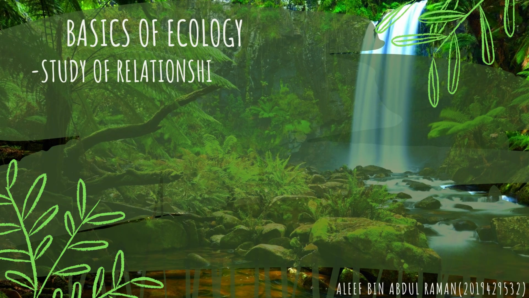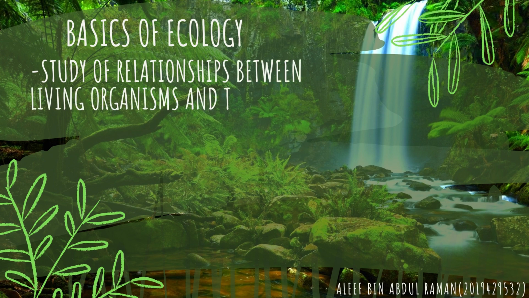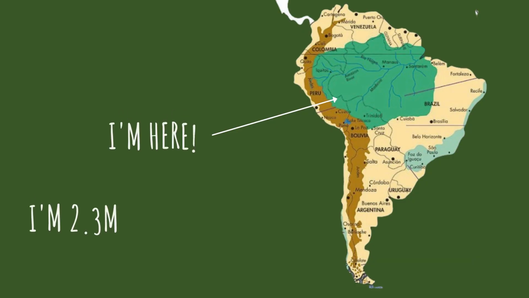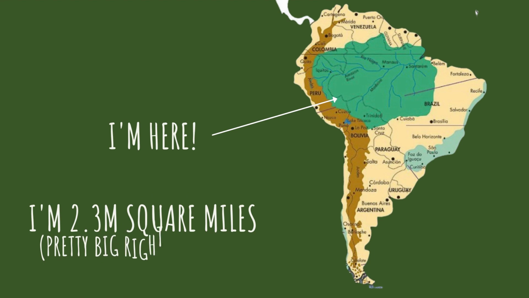Ecology. As stated in chapter 1 of this course, ecology is the study of the relationships between living organisms, biotic, and their environment, abiotic. The Amazon rainforest, located in Brazil, is classified as a rainforest biome with a vast number of different species of animals and plants. It has a harsh environment.